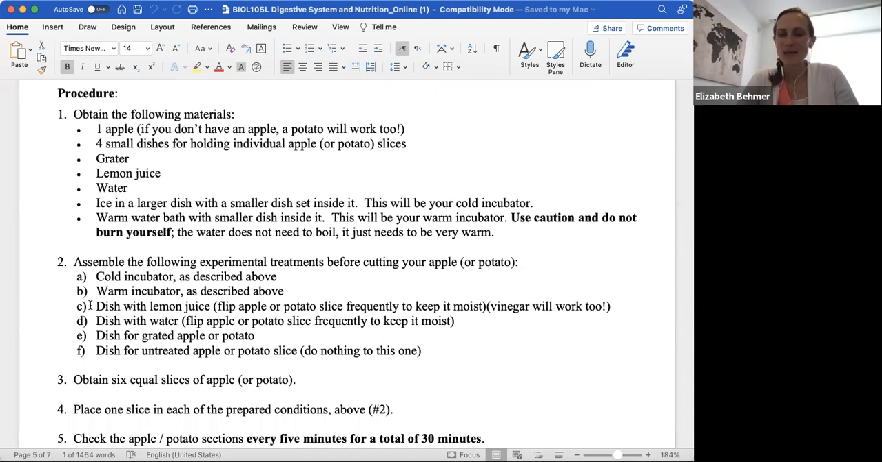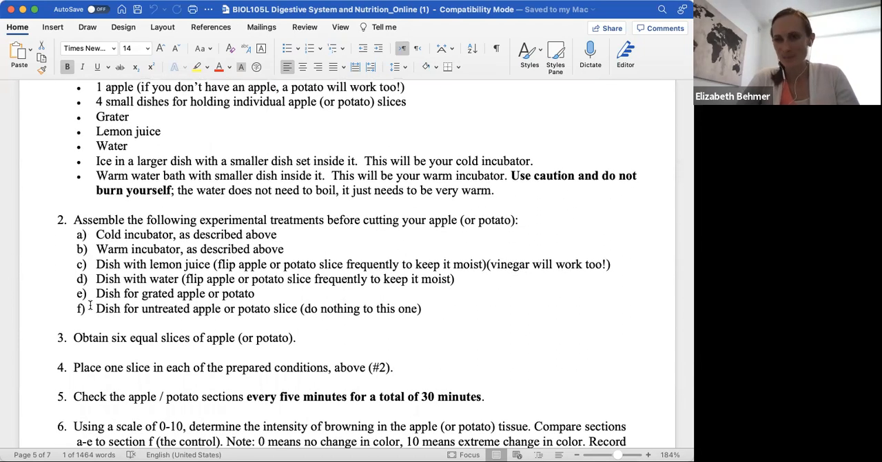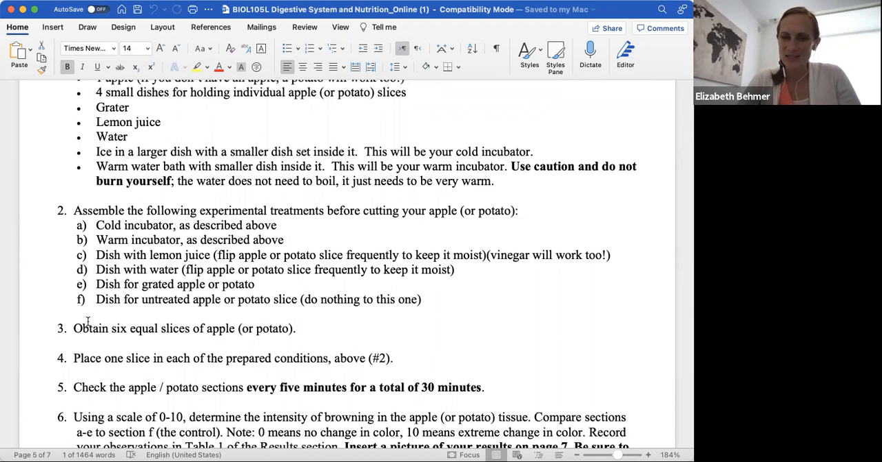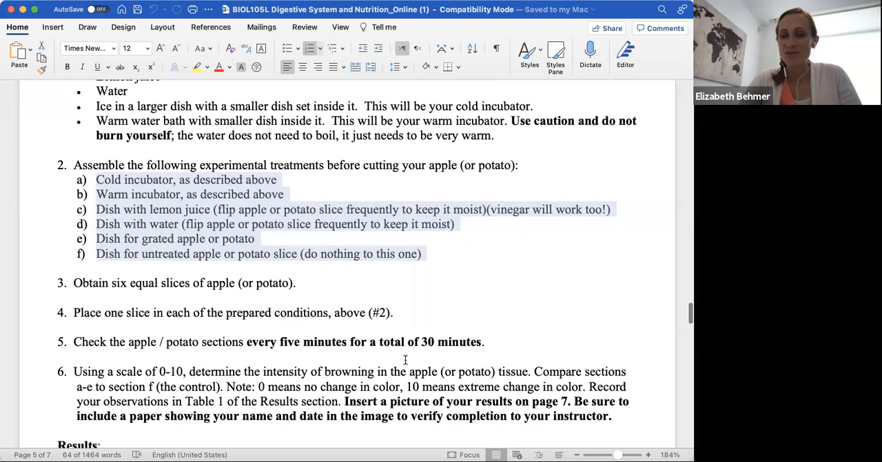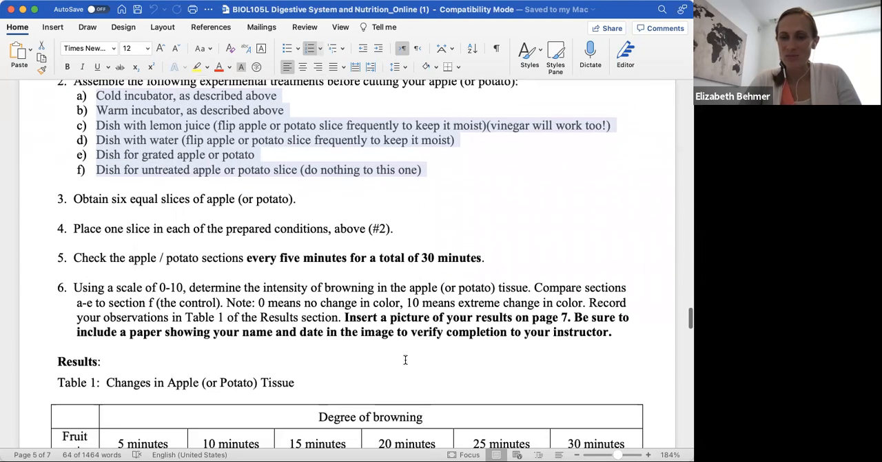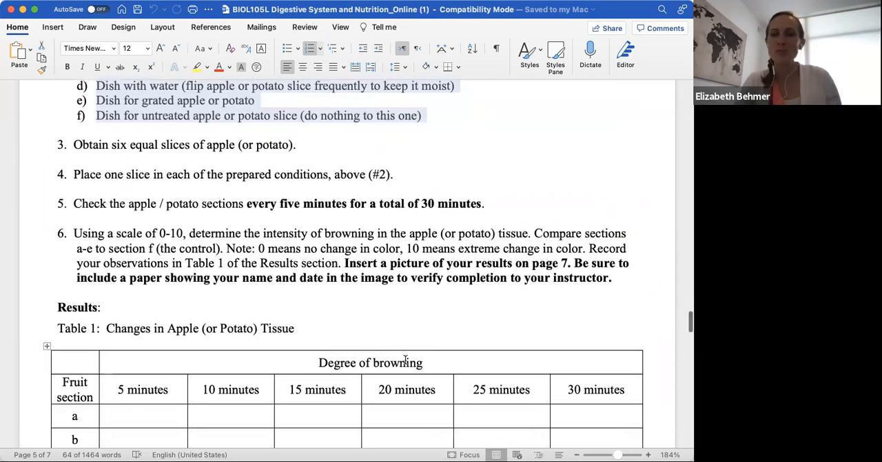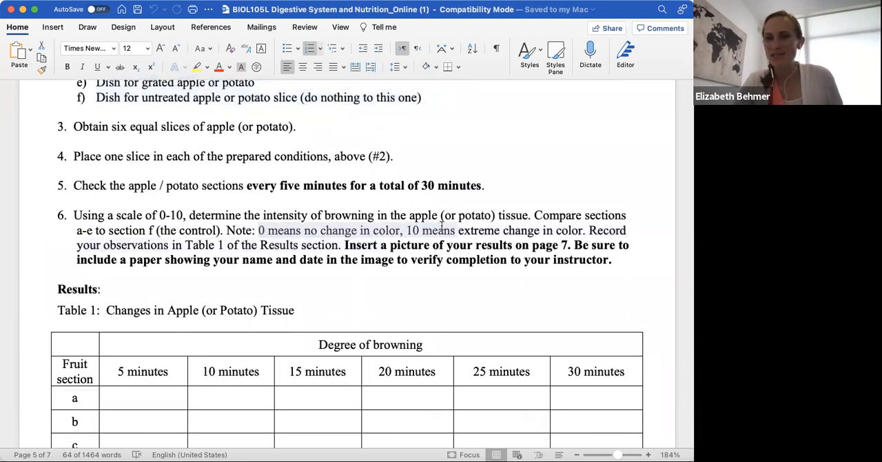And then you'll assemble the following experiment using, before you cut up the apple, a cold incubator as described above, the warm incubator, a dish with lemon juice with water, a dish for the grated apple, and a dish for an untreated apple, the control. So you'll get 6 slices of your apple or potato and put 1 slice in each of these 6 containers. You'll check the apple every 5 minutes for a total of 30 minutes to determine the intensity of the browning. So you'll complete this chart. 0 means no change in color, and 10 means extreme change in color.